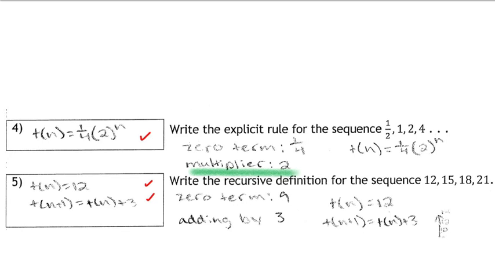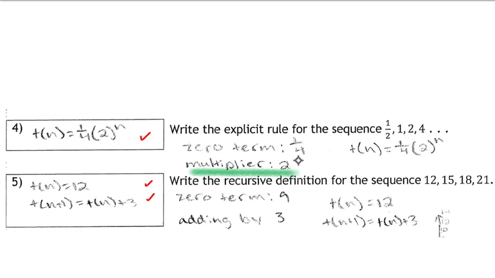And they also wrote out what the 0th term is. So if I'm at 1/2 and I want to go back to my 0th term, instead of multiplying by 2, I divide by 2. And if I check with my calculator, 1/2 divided by 2 is 1/4. So my 0th term is 1/4.